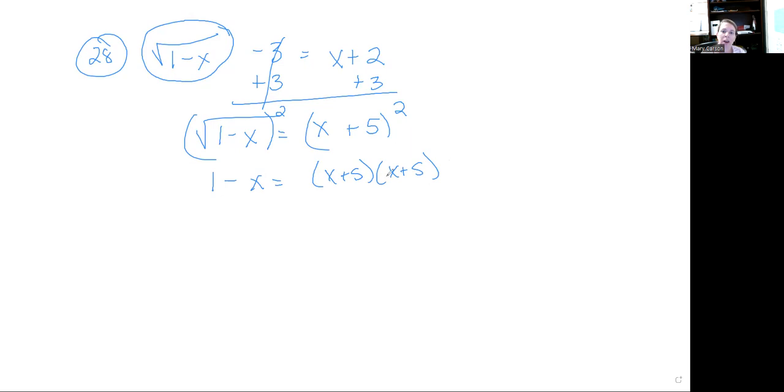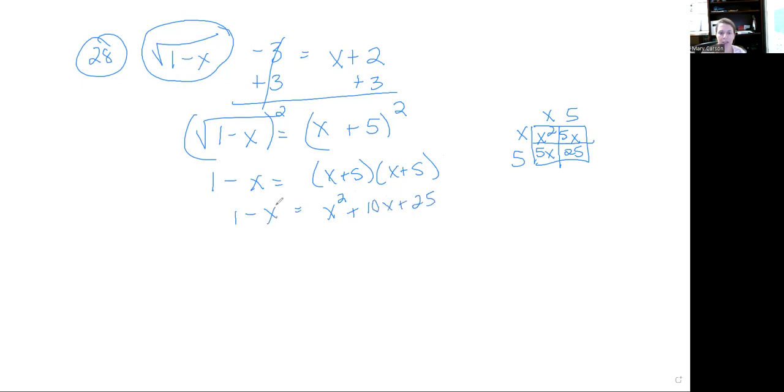And then we need to simplify this, okay? And so we can do our FOIL or we can do our box like I showed you guys in class. And you get x and a 5 and an x and a 5. So x times x is x squared, 5 times x is 5x, 5 times x is 5x, and 5 times 5 is 25. And so we can rewrite that as x squared, and we know 5x and 5x make 10x, plus 25 equals our 1 minus x.